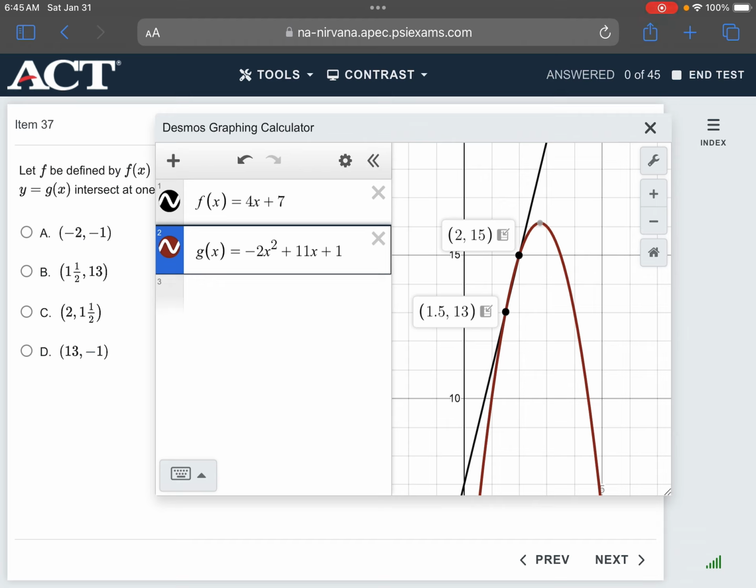But if I look over at my answer choices, I don't see a 2, 15. So it must be the other one, 1.5, 13. Now Desmos gives it to us as a decimal, but as you see over on the ACT choices, it gives it to us as a fraction. It shouldn't be too difficult because the y value or the output value is 13, and there's only one choice that has an output value of 13. If you're having trouble converting between that fraction and that decimal there, right? 1.5 and 3 halves are the same thing. So there we are, choice B.